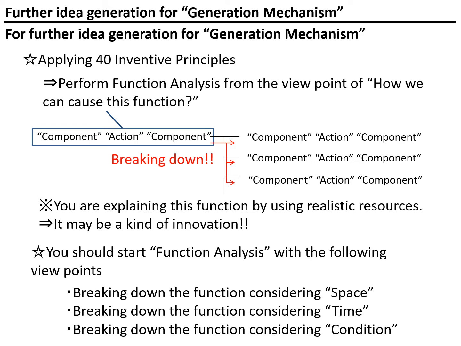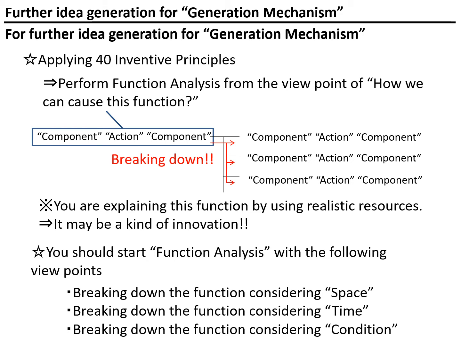So what this means is you may stand a kind of viewpoint by performing function analysis from the viewpoint of how we can cause this function. So something wrong may be happening. So you should stand at the point of how you could cause this function intentionally. So you are explaining this function by using realistic resources. What you're going to do as idea generation related to generation mechanisms is try to explain the function by using realistic resources available. It may be a kind of innovation, and you should start function analysis with the following viewpoints.